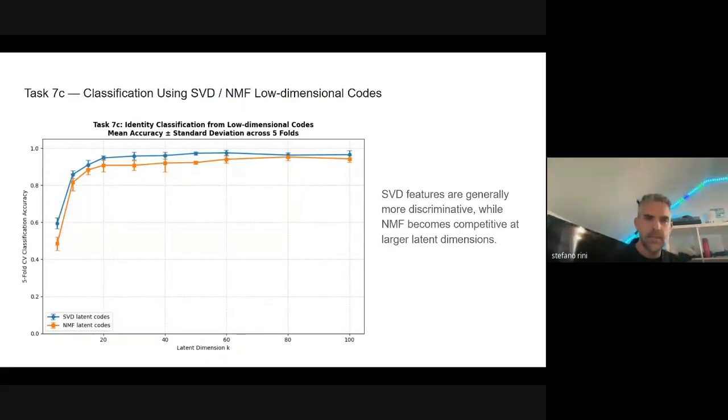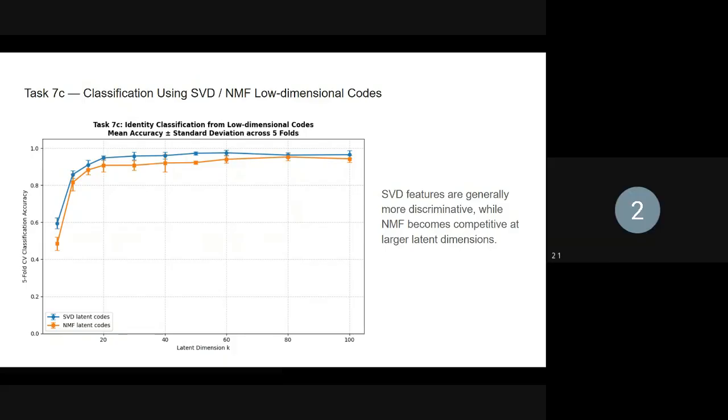Okay, let me see again the error rate. Oh, wait, classification accuracy. So you start from 40%. Yes. I first did this only with K of 1, 5, 10 and 25, and I noticed that there's a big increase between 10 and 25. So I did more points there.